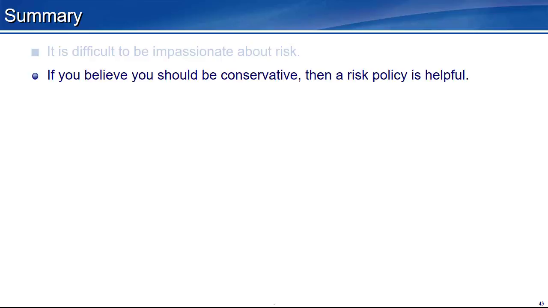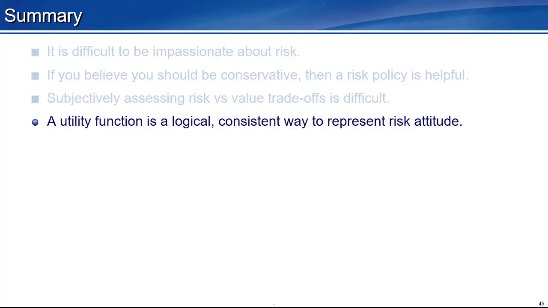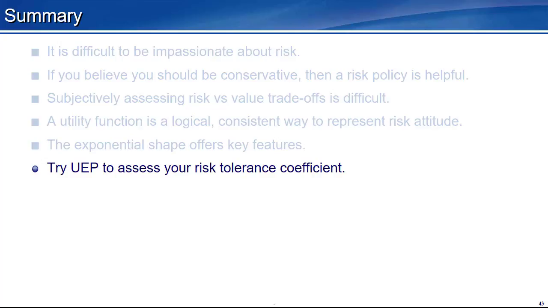Let's summarize. Most everyone cares about risk at some level. If you are a conservative decision maker, then a quantified risk policy will be helpful for clarity and consistency. Judging risk versus value trade-offs is difficult with unaided intuition. A quantitative risk policy guides in making logical, consistent trade-offs between value and risk. The exponential utility function shape offers key benefits. UEP will help you determine the risk tolerance coefficient.